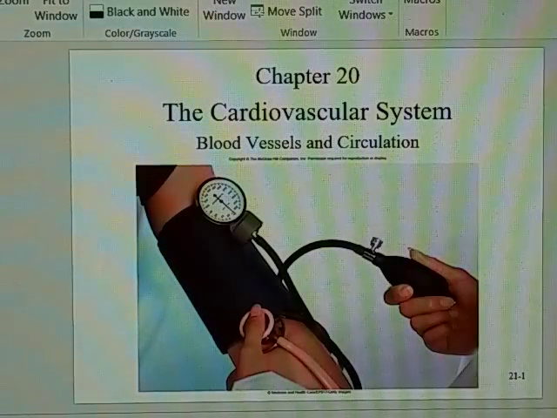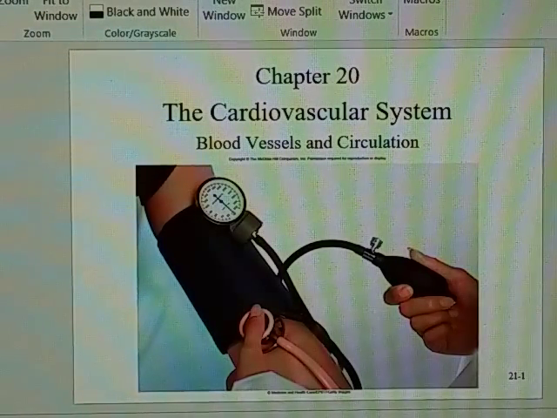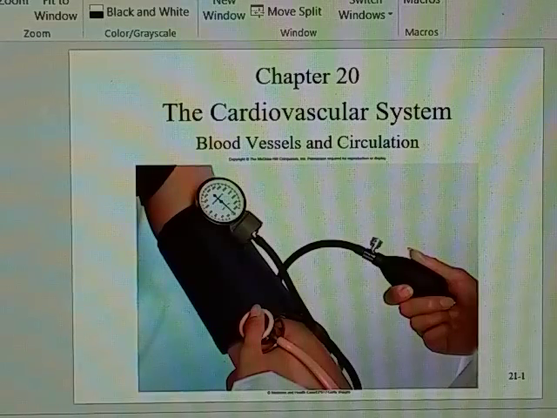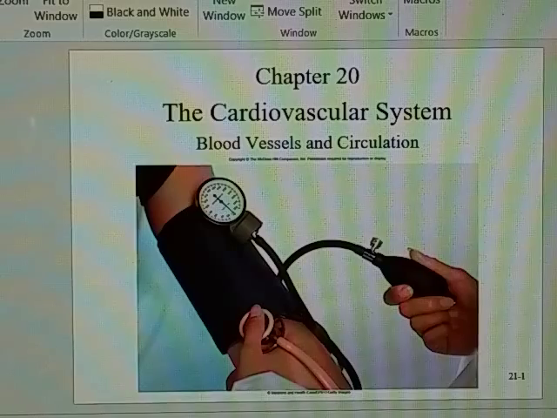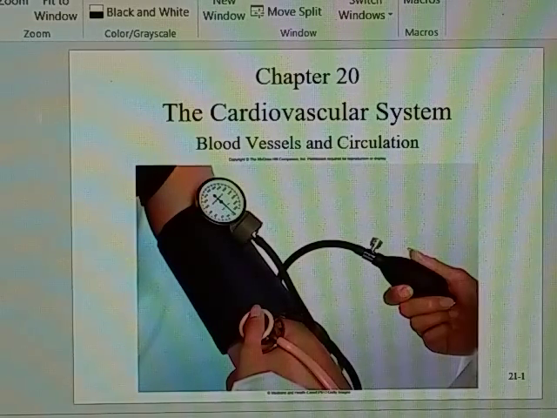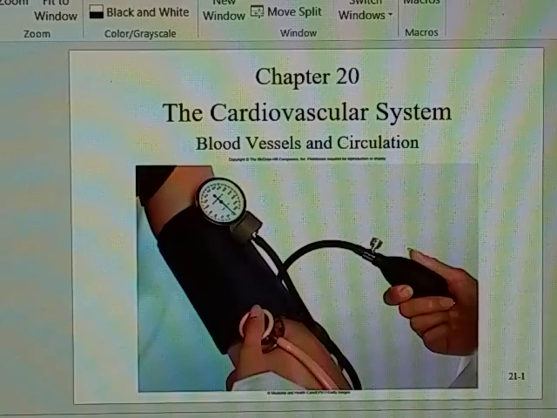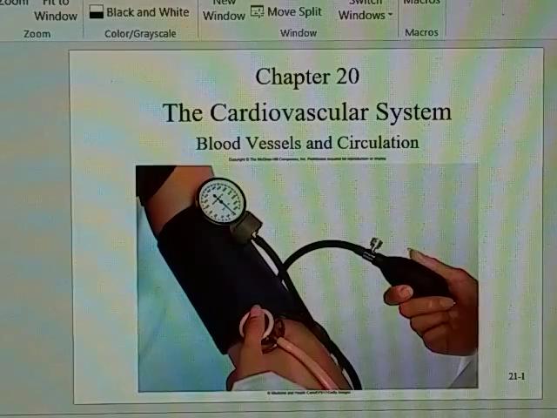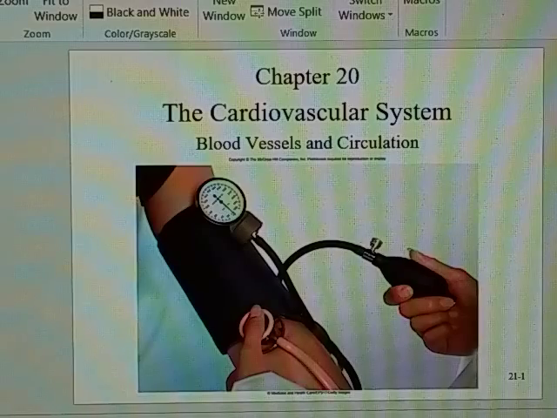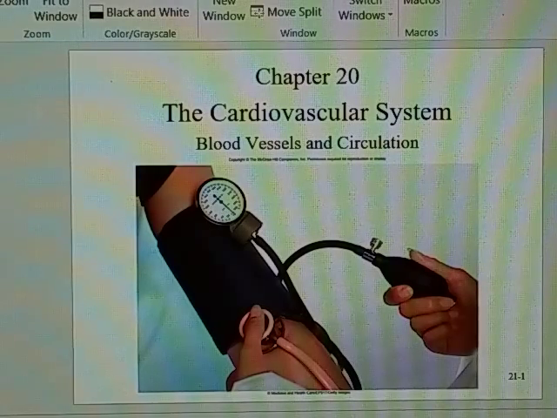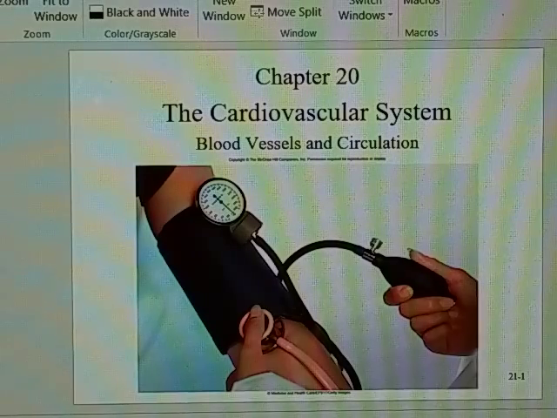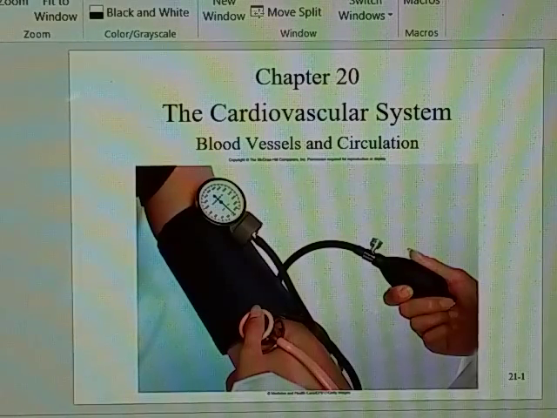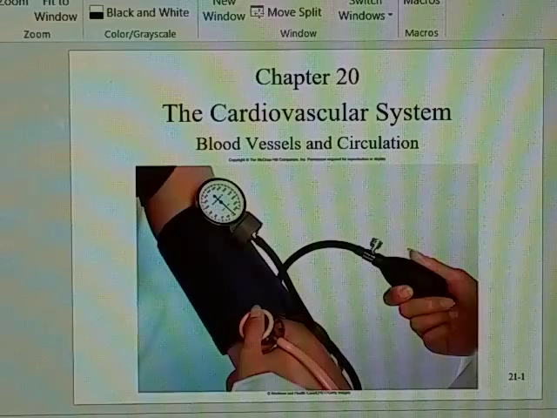All right, so now we're going to move into chapter 20. And chapter 20 is going to move us into the blood vessels and circulation. One of the things that becomes important when you begin your clinicals and so forth, you're going to be working on measuring blood pressure. We've learned in the last chapter that the heart is the pump that's going to be pushing the blood through the different circuits.